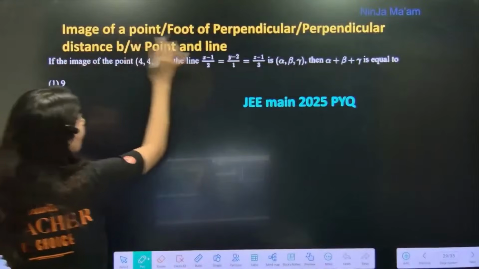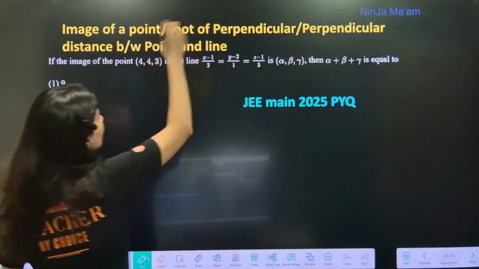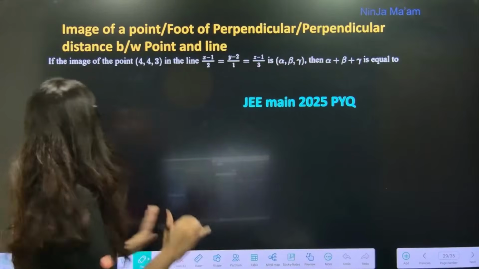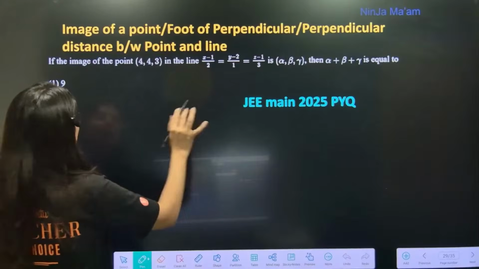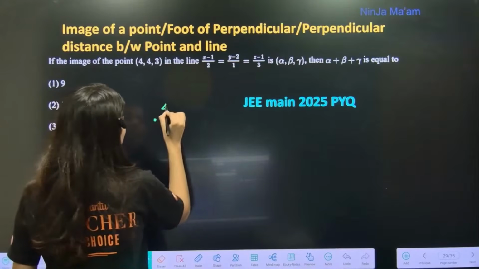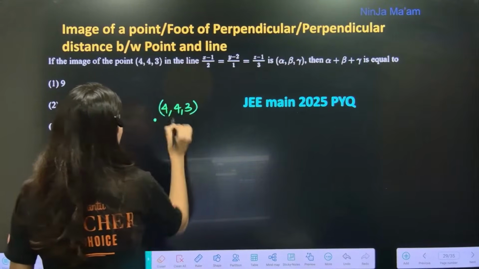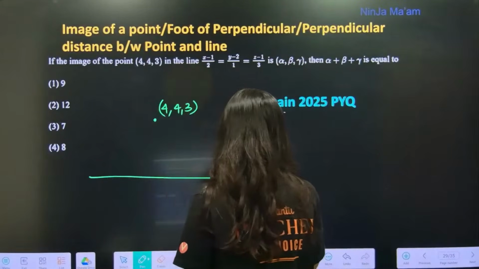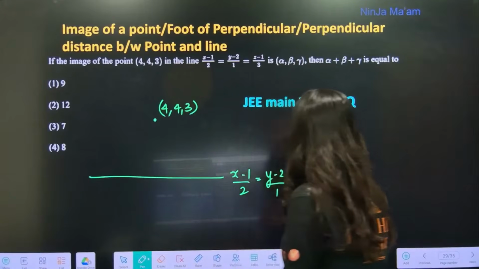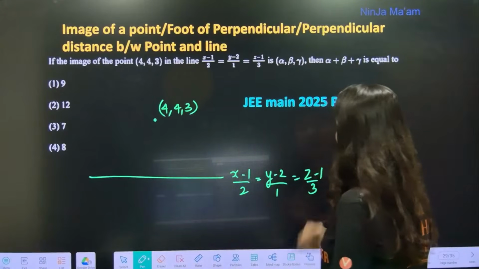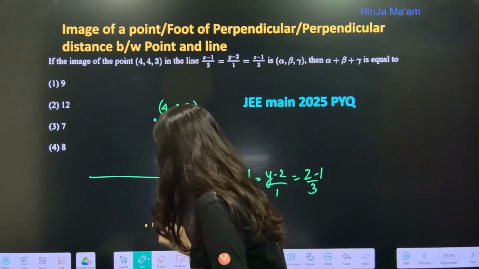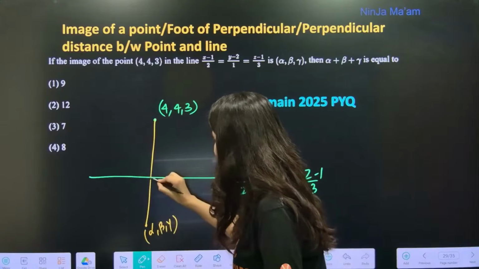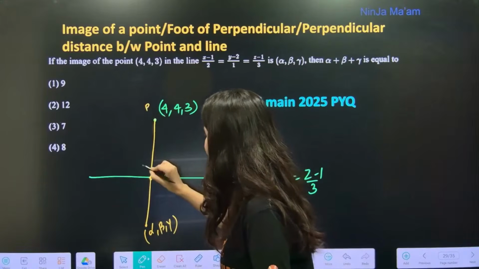So image of a point, foot of perpendicular, perpendicular distance between a point and a line, same thing you have to do, same steps are there. Now this question is very straightforward. You have a point (4, 4, 3). You have a line (x minus 1)/2, (y minus 2)/1, (z minus 1)/3. And the image they are telling you is (alpha, beta, gamma). All you have to calculate is, this is your P point, this is your F.